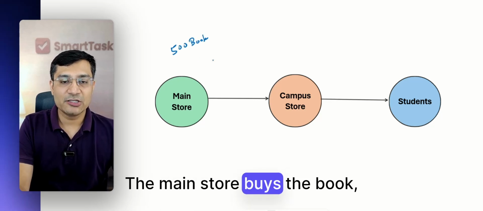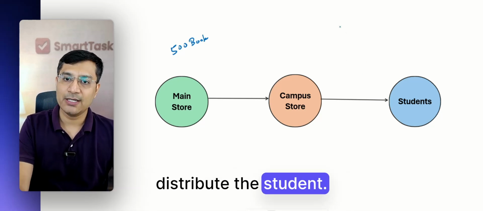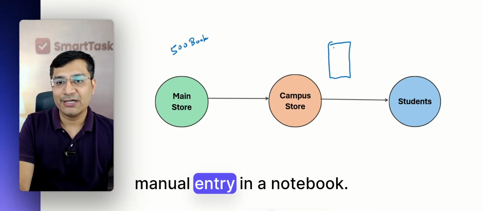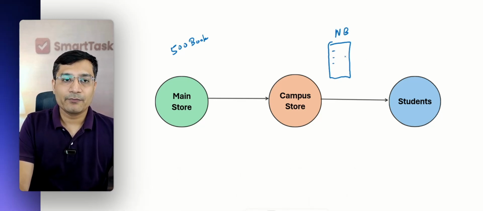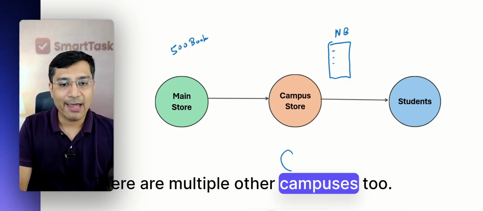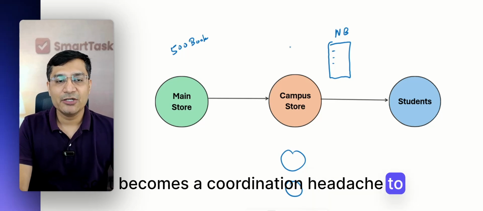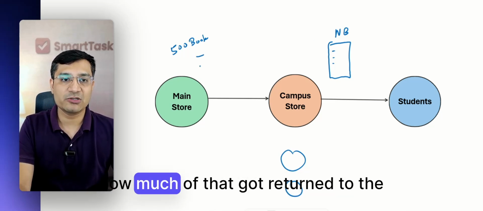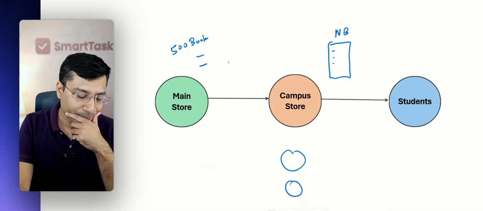The main store buys the book, passes it on to the campus, and then the campus is supposed to distribute it to the student. To keep track of all of that, the campus also maintains a manual entry in a notebook. The problem with this is not only one single campus that they need to take care of, there are multiple other campuses too. So it becomes a coordination headache to reconcile all of the books and how many books were distributed, how much of that got returned to the store. It becomes a headache for them.